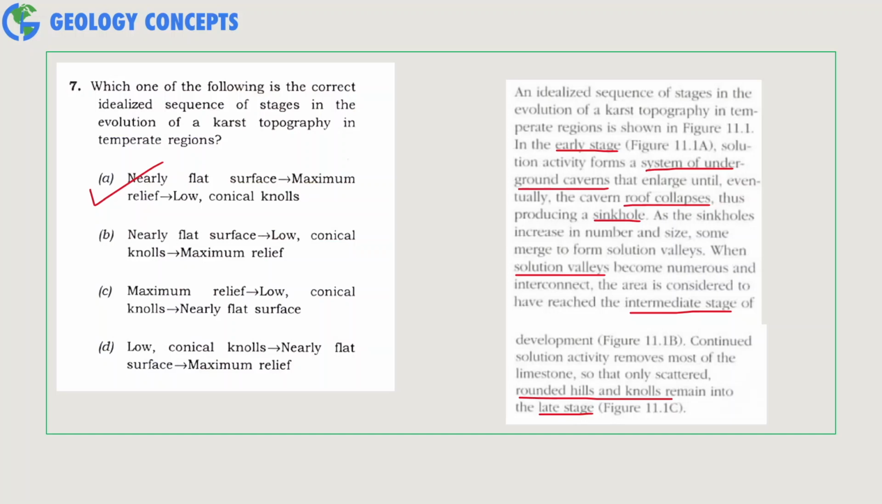So option A is the correct answer, where the low conical knolls are found in the late stage, and a nearly flat surface is found at the early stage, and the maximum relief is seen in the intermediate stage. So option A is the right answer.